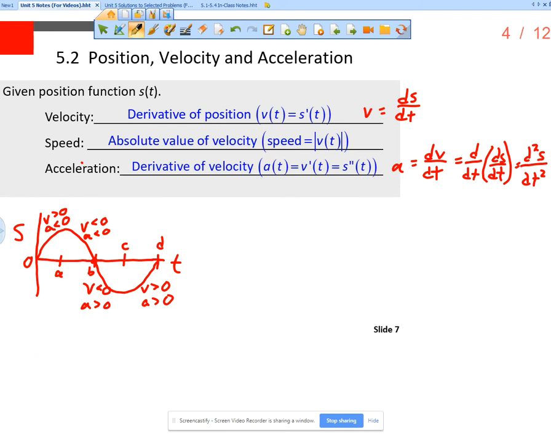All right, so let's first take what we know about velocity. First of all, I want to do a really basic sign analysis of velocity. All right, so, sign analysis of velocity.